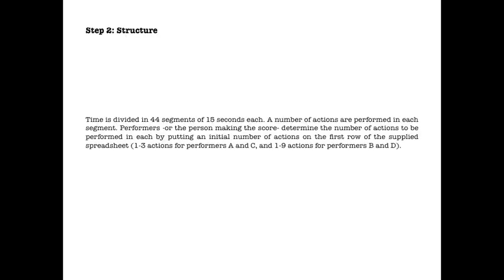Step 2. Structure. Time is divided in 44 segments of 15 seconds each. A number of actions are performed in each segment. Performers, or the person making the score, determine the number of actions to be performed in each by putting an initial number of actions on the first row of the supplied spreadsheet: 1 to 3 actions for performers A and C, and 1 to 9 actions for performers B and D.